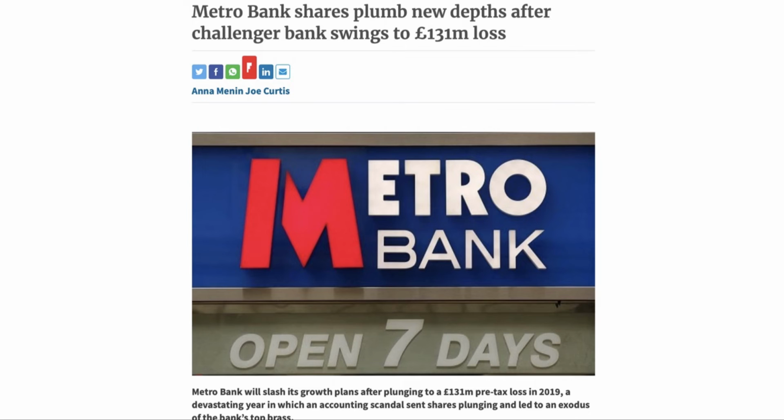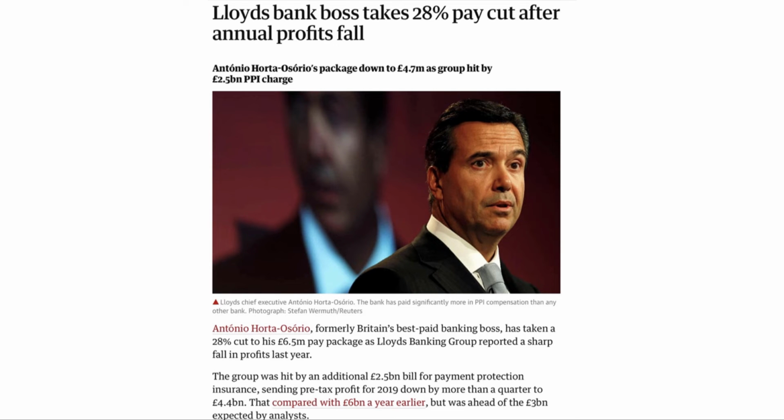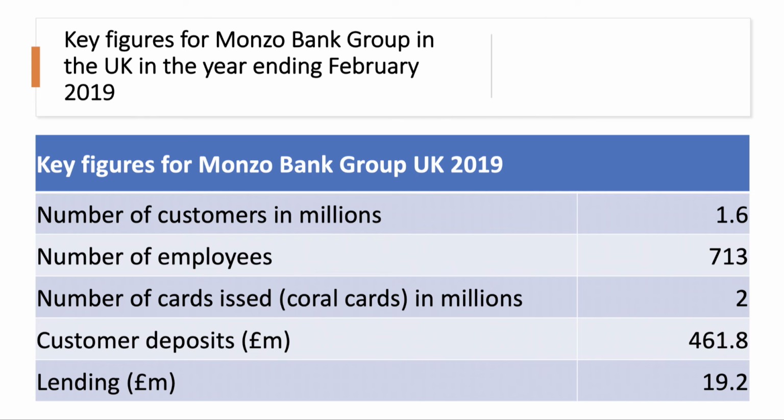In other sectors, Lloyds, for example, is highly profitable. But even Lloyds last year reported a big fall in profits, down to £4.5 billion. And as a result, their chief executive will have to make do with only £4.7 million as his pay package. How will he cope, we ask ourselves.